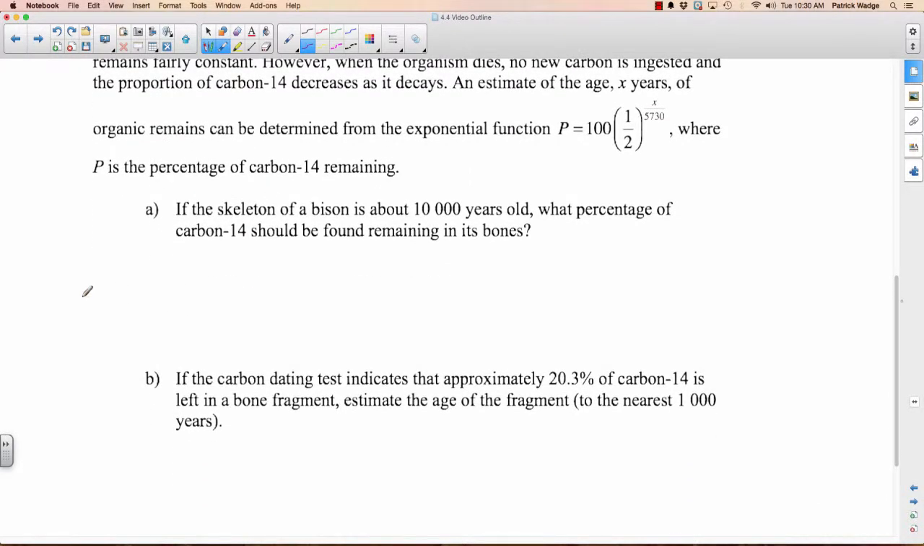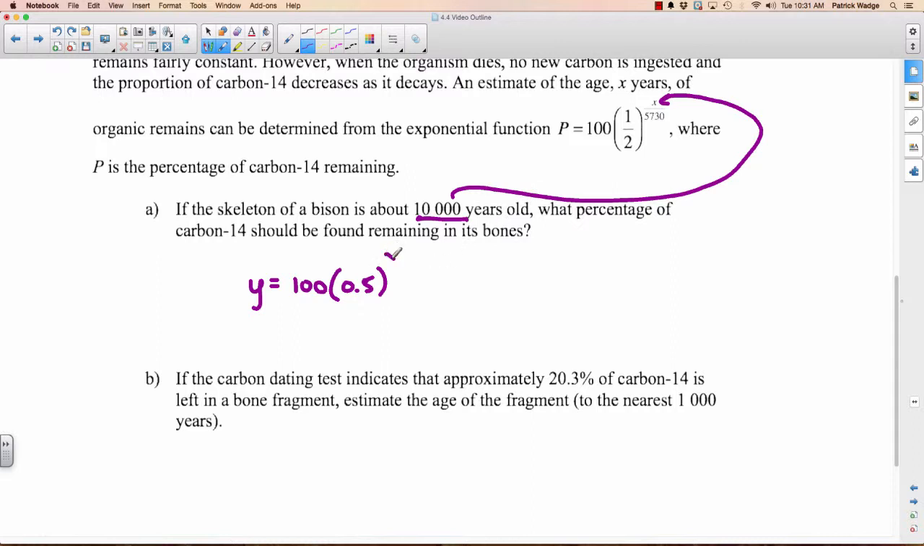Wow. So if the skeleton of a bison is about 10,000 years old, and we want to know what percentage of carbon-14 should be found remaining in its bones, then what you would do is put that 10,000 into the x right there. Okay, so again, you could do that with your calculator, or we could just graph this. Let's graph it. So we would have p equals, oh, except it's not going to be p, is it? It's going to be y equals 100. Instead of 1/2, let's make it 0.5, raised to the x divided by 5,730. So let's do this on Desmos again.